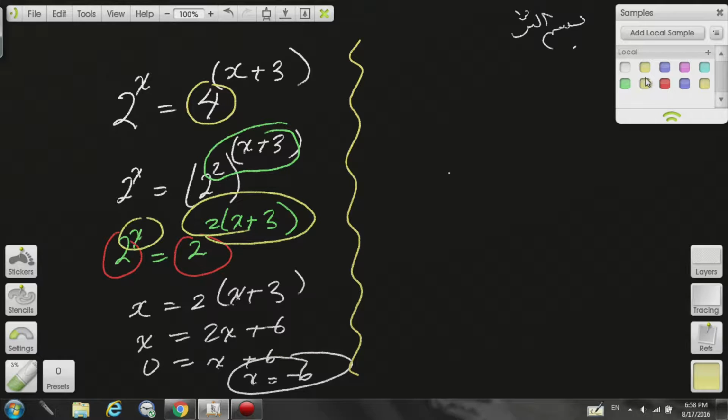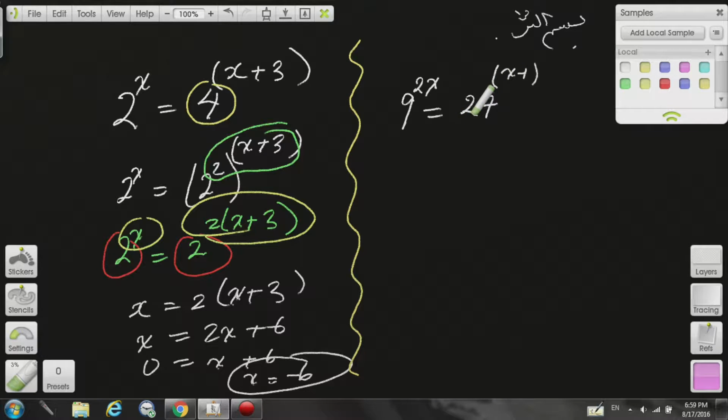Now, let's do another example. Let's see, what do you think about this one? 9 to the 2x equals 27 to the x minus 1. Now here, you get the idea. Here the bases, both of them are numbers, okay? So maybe I can do the same trick here, try to make the bases the same.